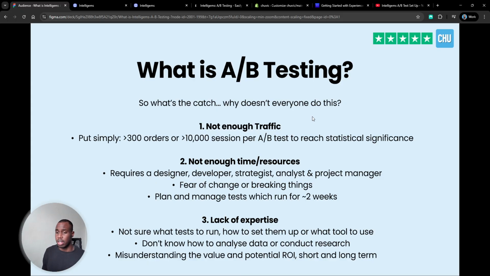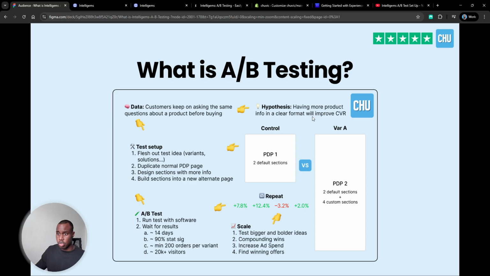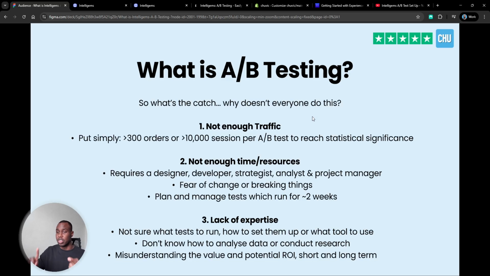The other reason is not enough time resources. As I described in the step before, you need someone to look at and analyze some data. You need someone to design and develop the strategy that you're coming up with. Someone needs to come up with a strategy, then someone needs to design it, someone needs to develop it, set up the A/B test, and then you need a project manager to usually coordinate the whole thing and work with a client if that's how you guys got things set up.